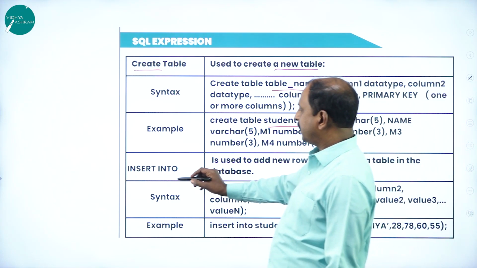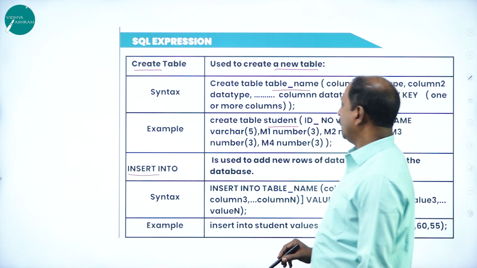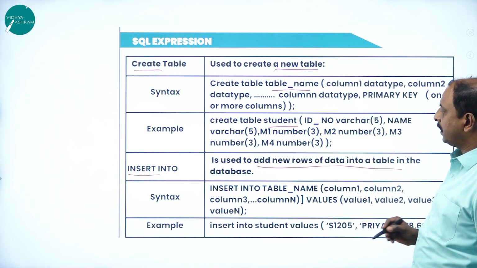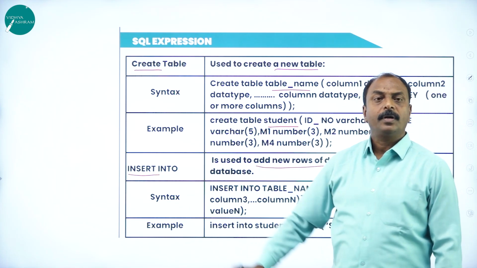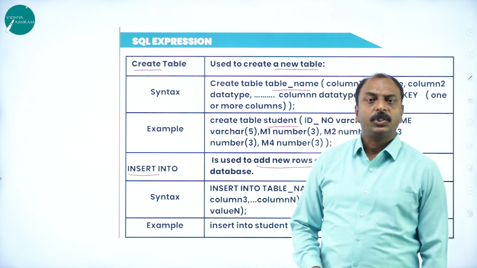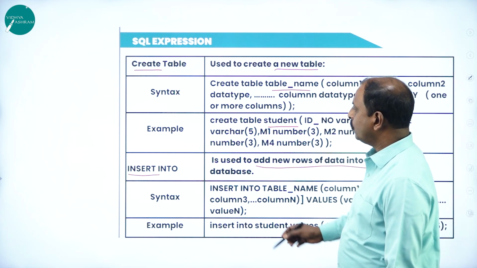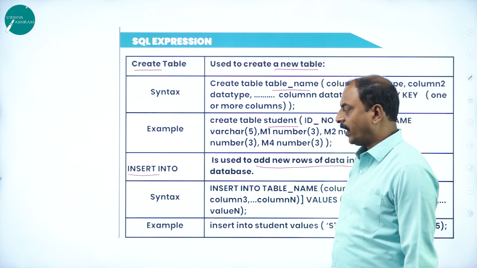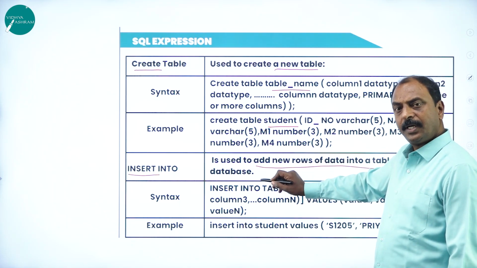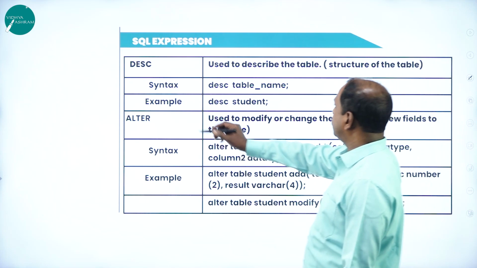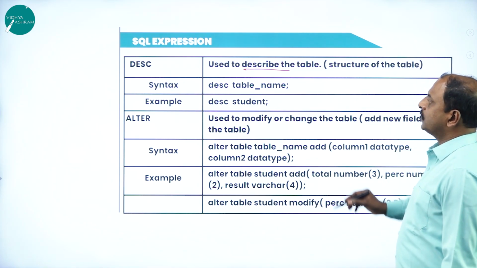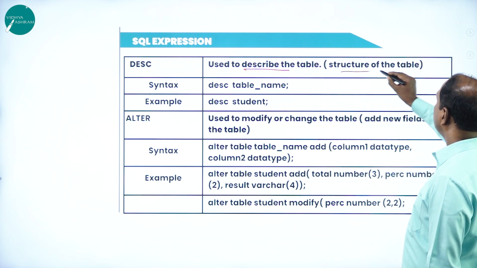Next is the insert command. It is used to add a new record or a new row into a table in a database. The create command is used to create a table, and once a table has been created, the data has to be filled in, which is done through the insert command or insert query. So this is used to insert a new record, new data, into a database. Next is DESC, which stands for describe. Describe is going to display the structure of the table.